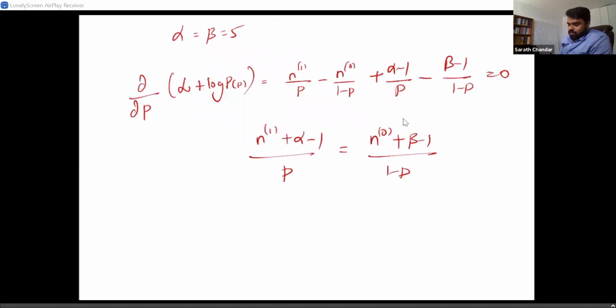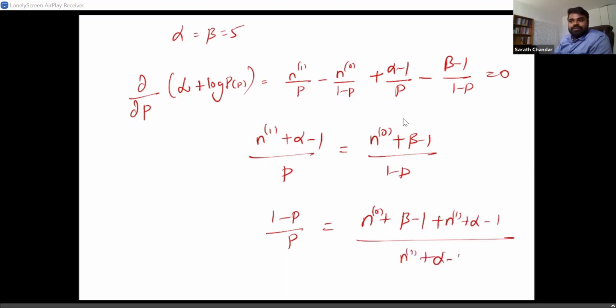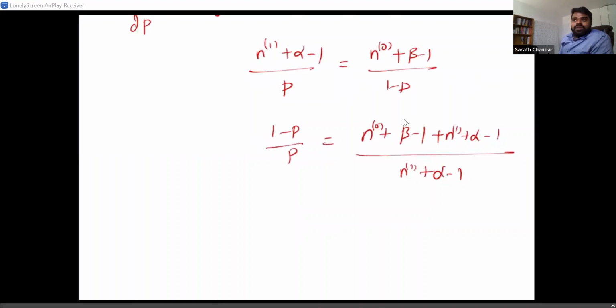Okay, now (1-p)/p is equal to (n0 + beta - 1 + n1 + alpha - 1) divided by (n1 + alpha - 1), right? Maybe I skipped a step, sorry. I think this is right.